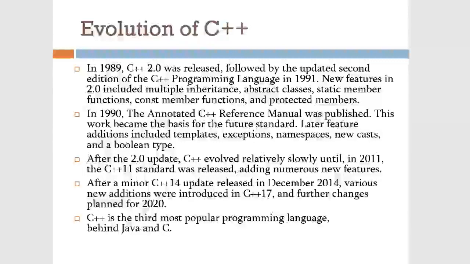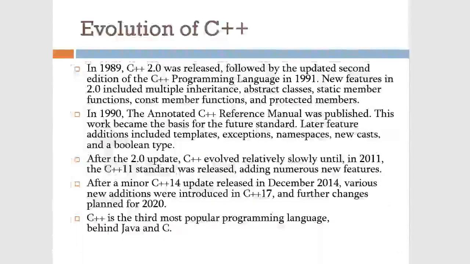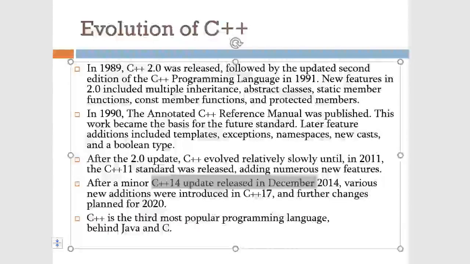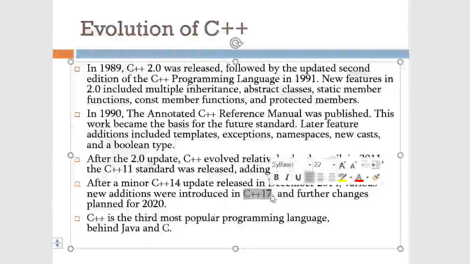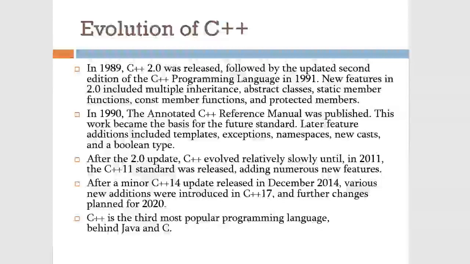After the 2.0 update, the evolution of C++ was relatively slow until in 2011 the C++11 standard was released, adding numerous new features. Then another standard, C++14, was released in December 2014, adding more new features. Then C++17 was released in 2017, and further changes are planned for 2020. So this is how C++ has evolved over the years.